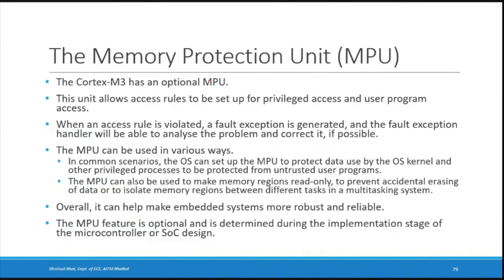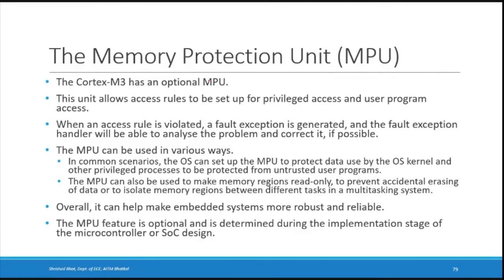Also, there is another thing in the architecture, that is the memory protection unit. This is, however, an optional thing. You can choose to have it, or you can even omit it. This allows access rules to be set up for privileged access and user program access. Access rule means some part of the memory can be accessed by some programs only. So such rules can be defined.